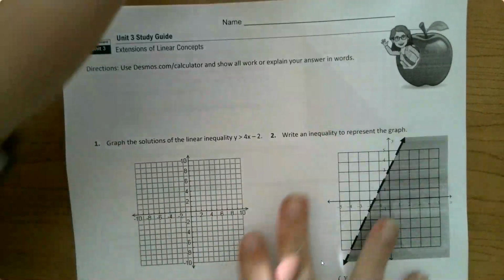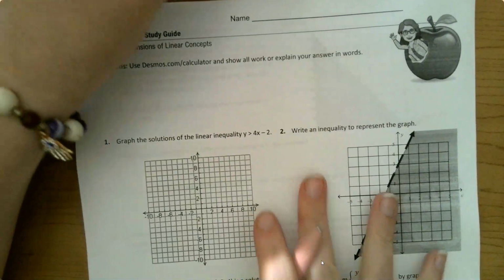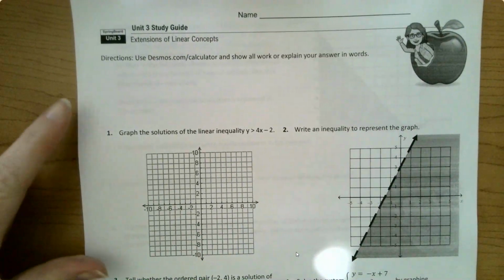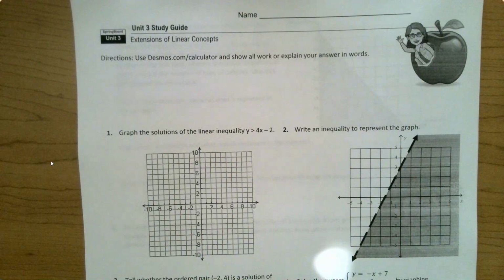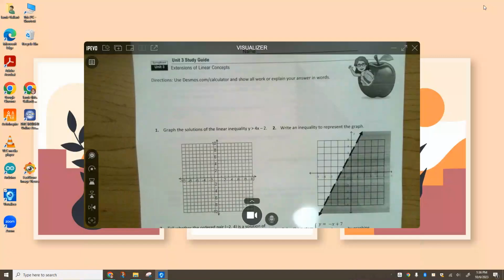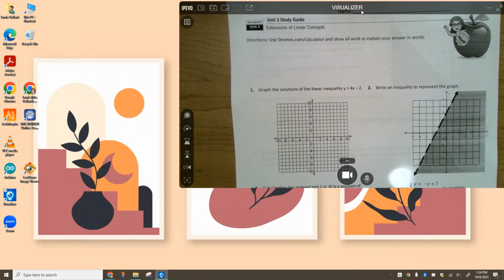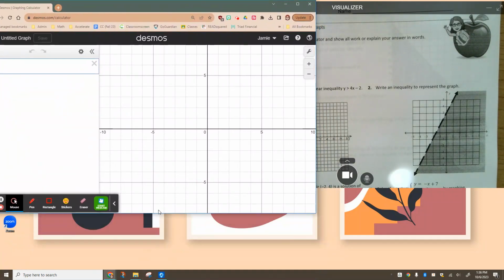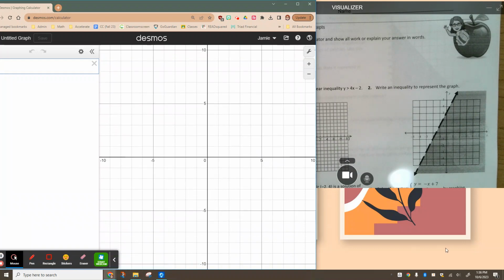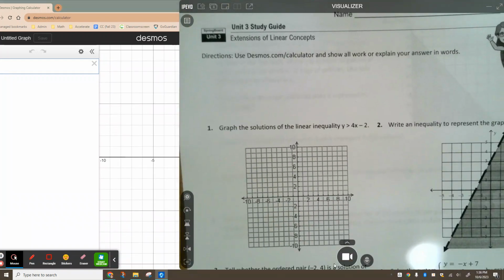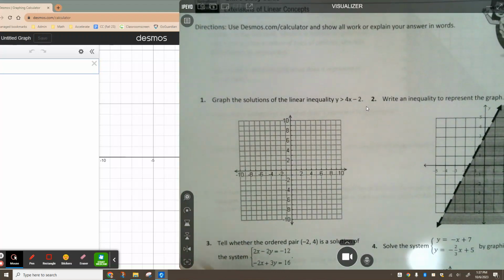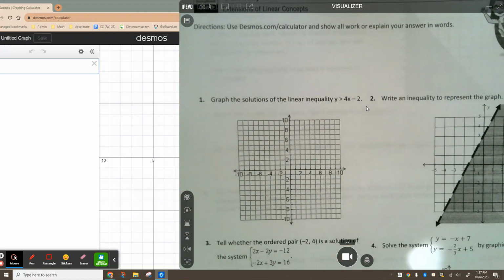All right, so let's go ahead and get started. Now, remember, you can use your Desmos calculator to also graph all of this. So I'm going to bring my screen over here, and I'm going to have my Desmos screen as well. There we go. All right, so graph the solutions to the linear inequality. We can go ahead and start graphing it, and then we'll just check with Desmos.